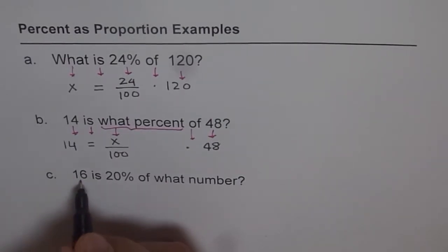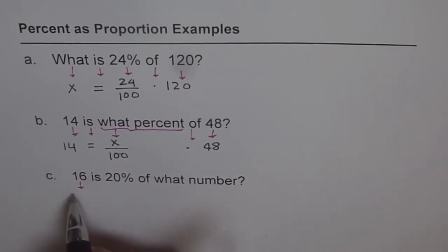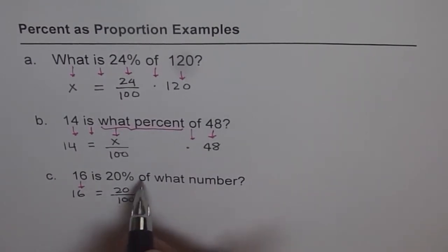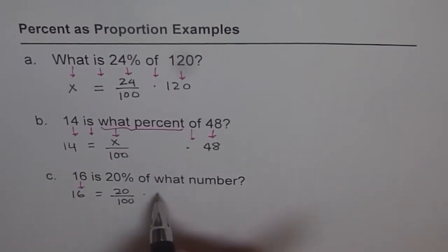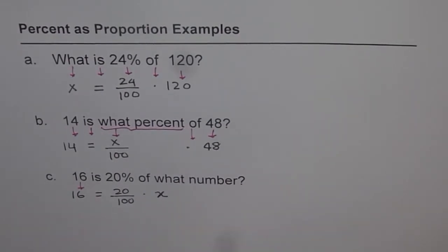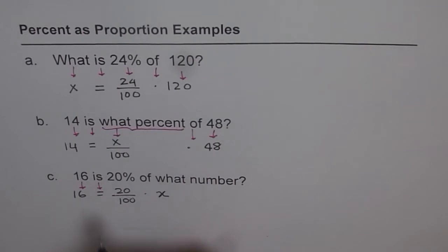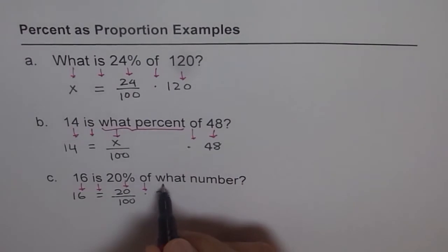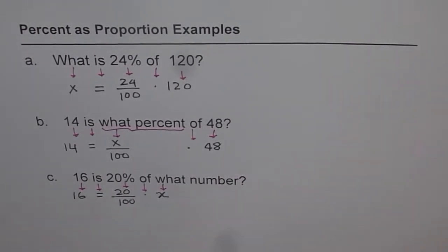One more. 16 is the number, so we'll write 16 here. Is means equal to, correct? 20% means 20 over 100. Of means dot. What number? We don't know. So it's variable x, correct? Let's match them. Is equal to, 20% is 20 out of 100. Of means multiplication. What number? We don't know. If we don't know, just write the variable x and you're done. Do you see that? So you can actually do percent problems by translating those sentences into equations.